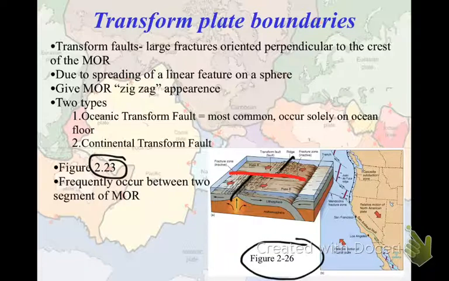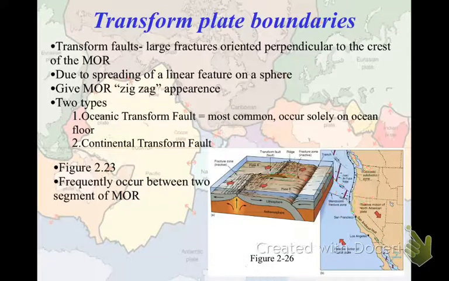And if you were to look at them, they frequently have a zigzag appearance. You can see it in this area. You have ridge, and then you have fracture zones going along them. And it's what gives the appearance of stitches on a baseball. So transform plate boundaries have that specific shape to them, that zigzag.